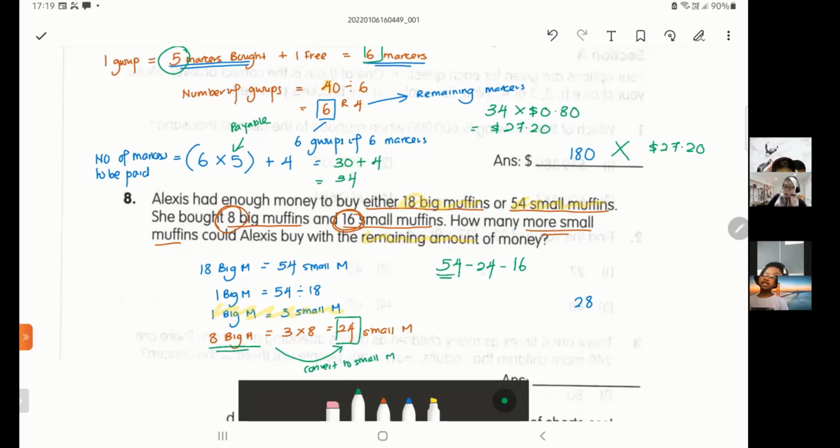So this is what she can buy actually. So I take away what she bought, the big muffins. This is a big muffin, but I convert to small muffin. Take away what she actually bought, the small muffin. Okay. Equals to 14. So not 28, but the answer is 14. Okay.